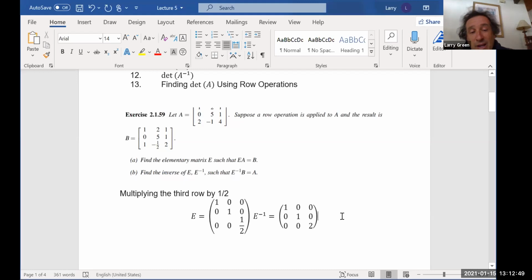Okay. And by the way, if you do take E and you adjoin it with the identity and then you RREF, you really should get this. You might have made some arithmetic mistake or something, but you should get 1, 0, 0, 0, 1, 0, and 0, 0, 2 for the rest. Any questions on that?